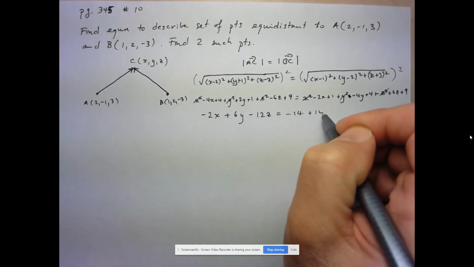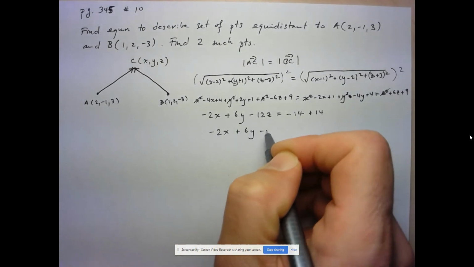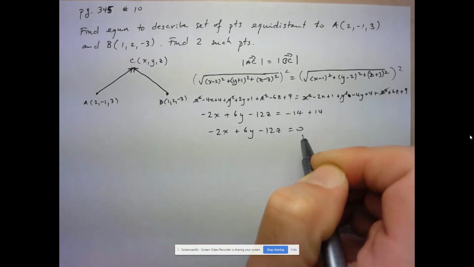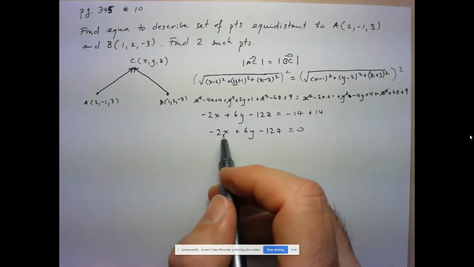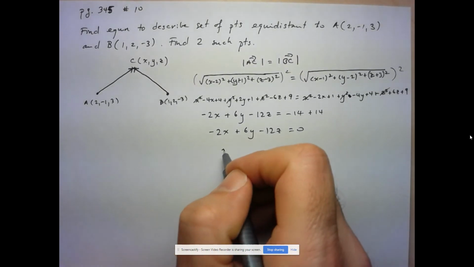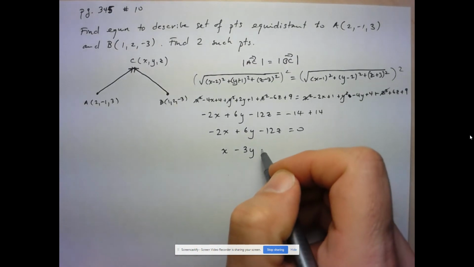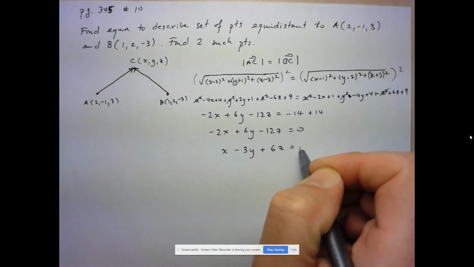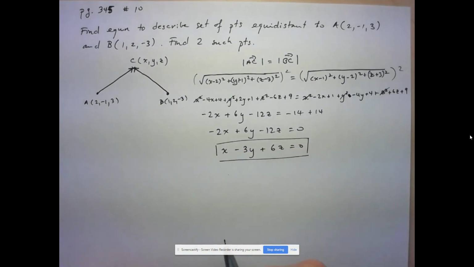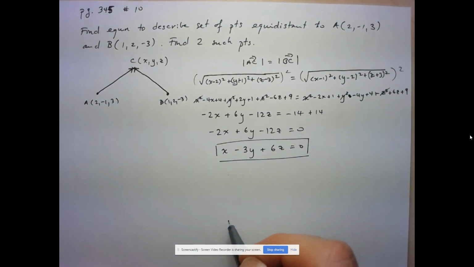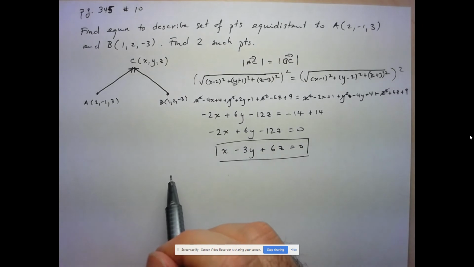So plus 14. So in the end, we end up with negative 2x plus 6y minus 12z just equal to 0. And in fact, if we want to clean this up a bit, we can divide both sides by negative 2. Okay, and we'll end up with x minus 3y plus 6z is equal to 0. So this is the equation that represents all the points that are equidistant to A and B.